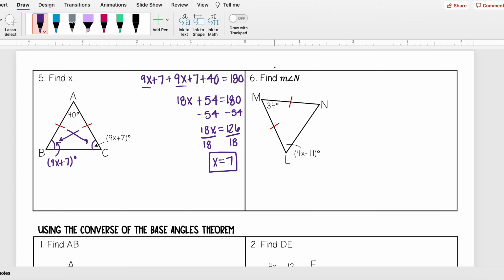So number 6 is really similar. I want to find the measure of angle n now though, not just x. I have 2 congruent sides, so I know the angles opposite of them are also congruent. So that means the angle n is also going to be 4x minus 11. And so from here, I need to use my triangle sum theorem. So go ahead and pause the video. I want you to finish this out. When you think you have it, go ahead and press play.